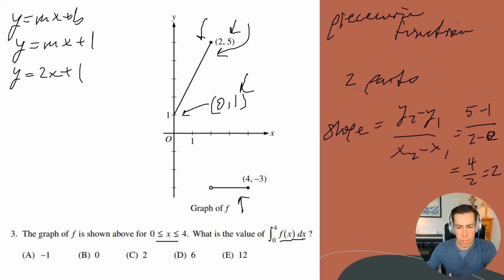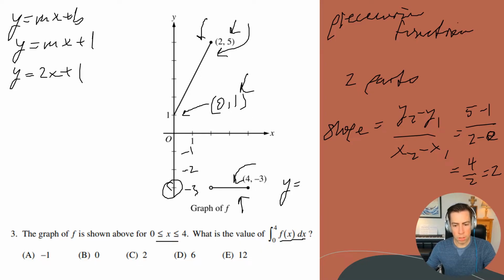Okay, awesome. Now, the other thing I want to figure out is the equation of this line right here. Because it's a horizontal straight line, I know that this is just going to be y equals whatever that y value is. The y value is going to be -3, therefore we have y equals -3.